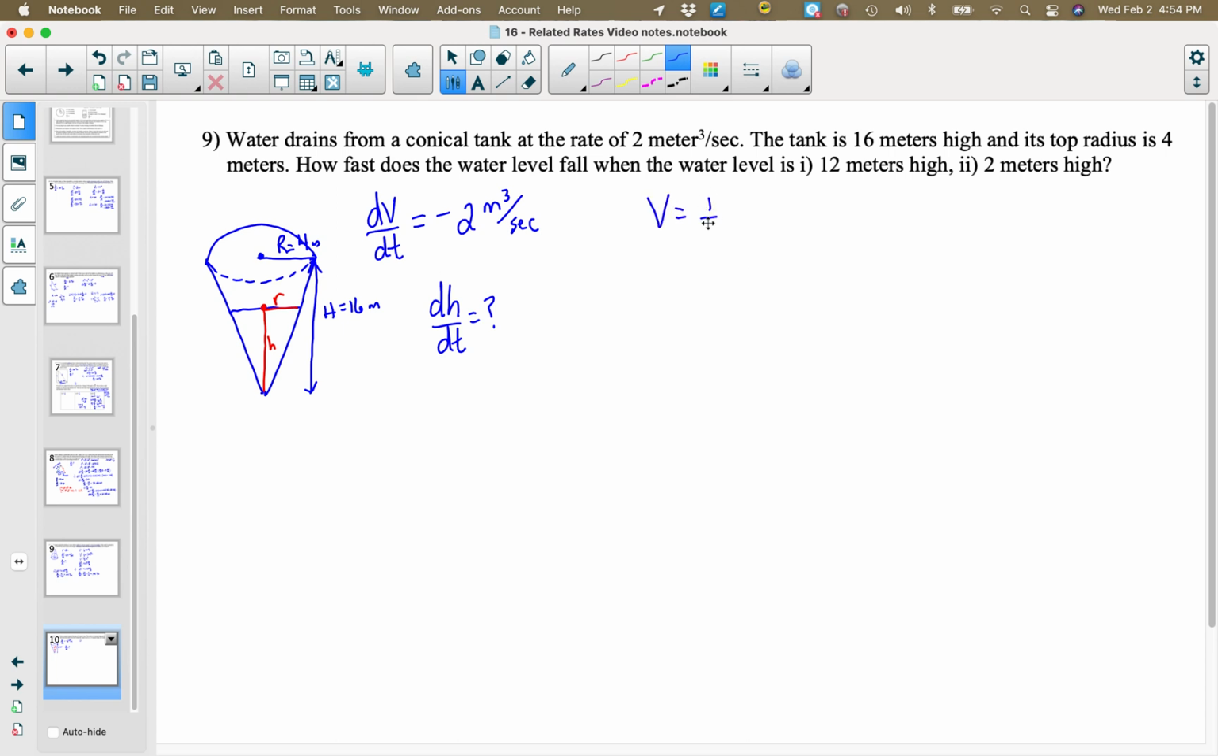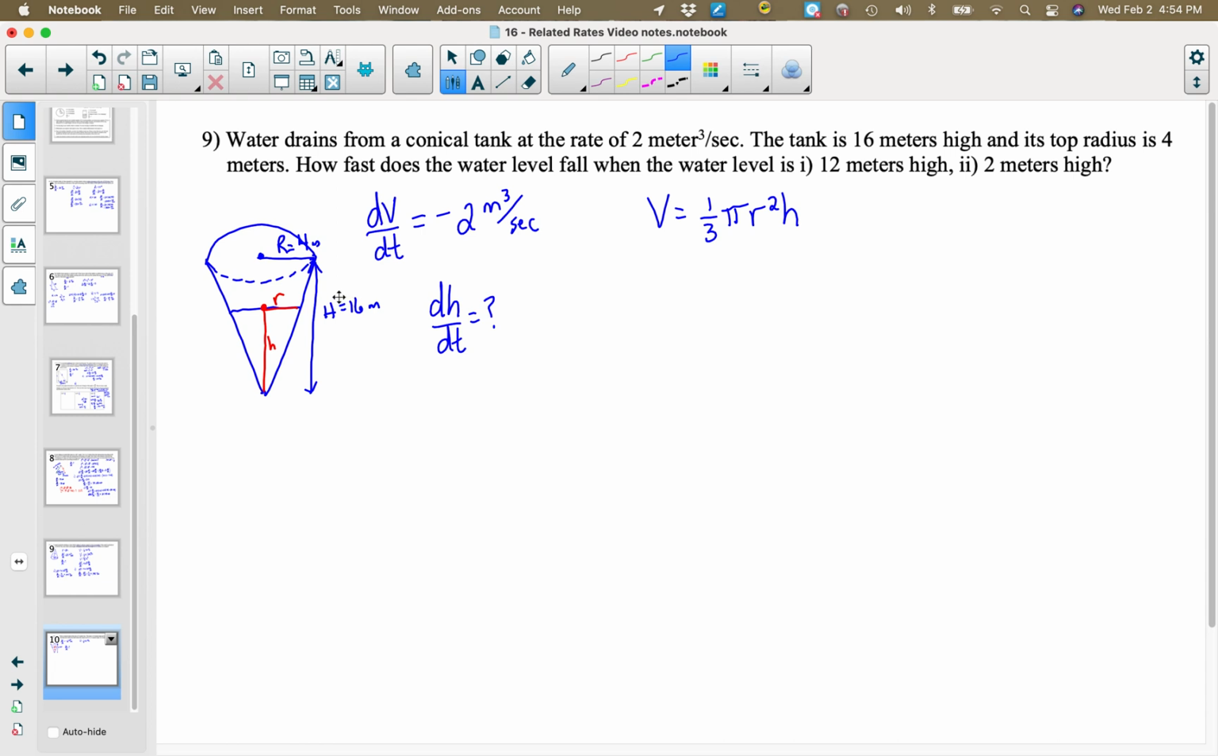We got 1/3 pi r squared h. So again, we have two variables, and I only want one of them. As a matter of fact, I want the h because I'm solving for dH/dt, so I need to keep the h. I need to get rid of r squared. So I need a way to relate R and H. So this is what I've got to work with.